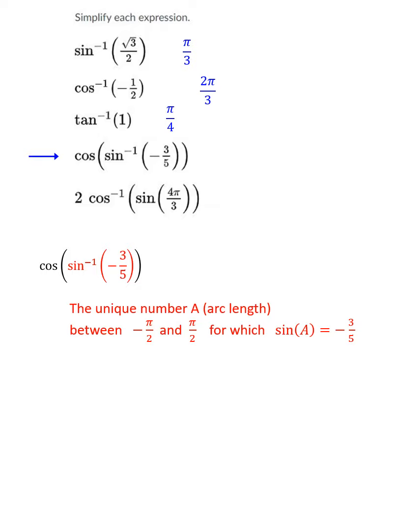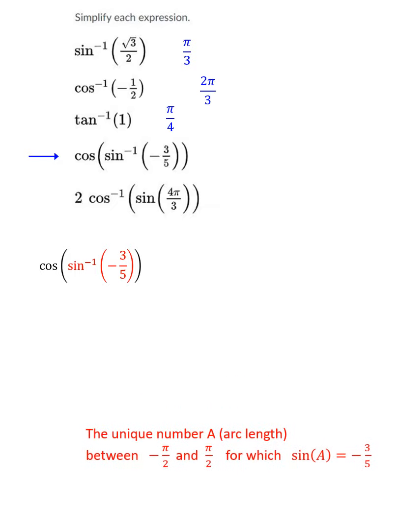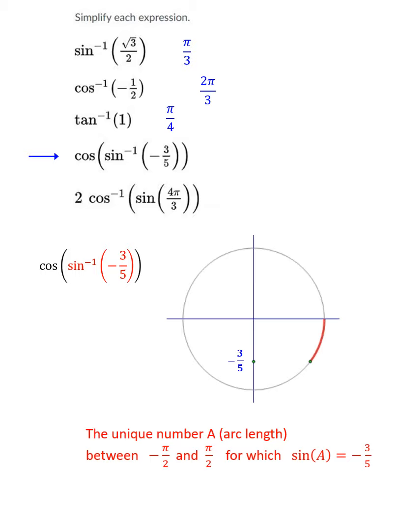So, what I like to do on these problems is draw a picture of the arc rather than actually trying to find it numerically. So what I've done here is I've picked an arc that has a terminal point whose y-coordinate is negative 3/5. And this negative or clockwise arc is the only value between negative pi over 2 and pi over 2 whose sine or y-coordinate is negative 3/5. Essentially, I've drawn a picture of the inverse sine of negative 3/5 rather than finding it algebraically.